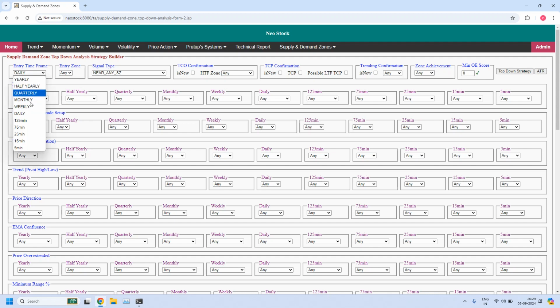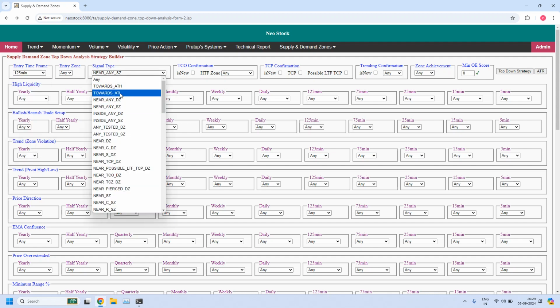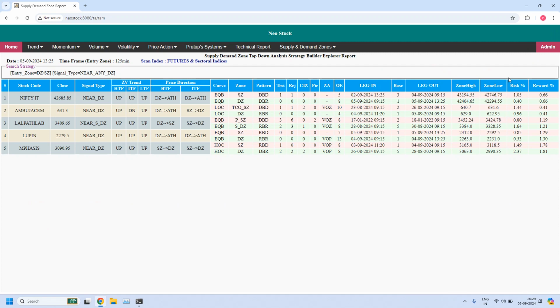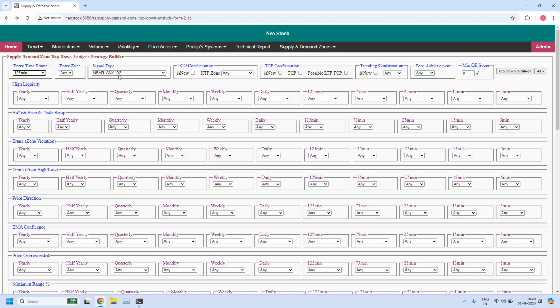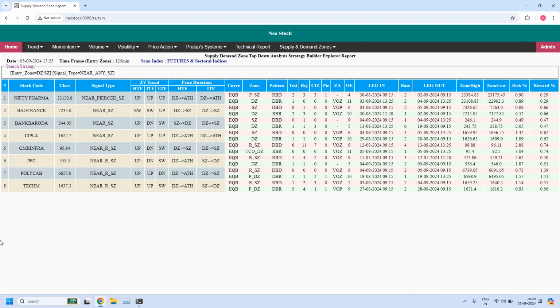Next time frame is 125 minutes. Let us find the stocks near 125 minutes demand zone. Five stocks are filtered. Next, for 125 minutes time frame, let us find the stocks near 125 minutes supply zone. 8 stocks are filtered.